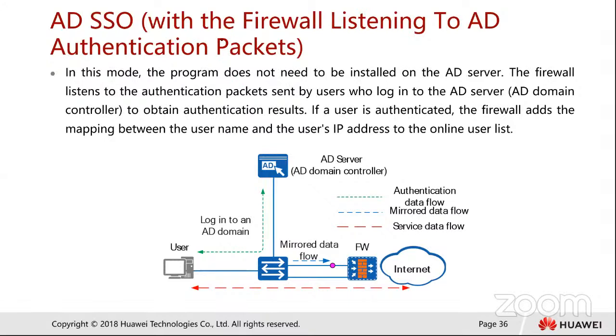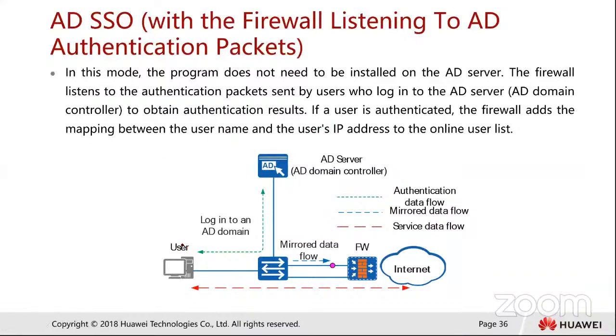Then the third one, the firewall listening or monitoring the Active Directory authentication packets. In this mode, the program does not need to be installed on the Active Directory server. The firewall listens to the authentication packets sent by users who log into the Active Directory server. It is just monitoring so that it gets the authentication results. And if a user is authenticated, then the firewall will add the mapping between the user name and the user's IP address to the online lists.